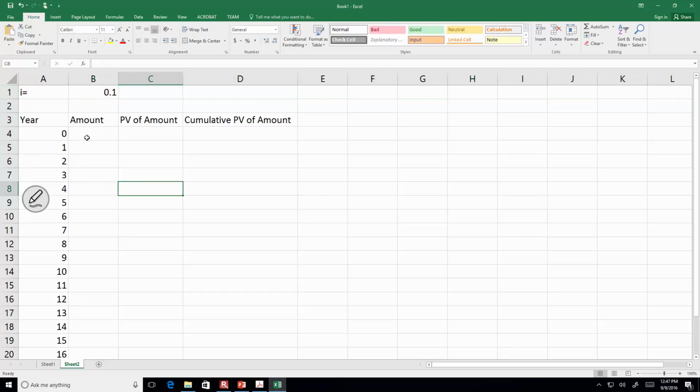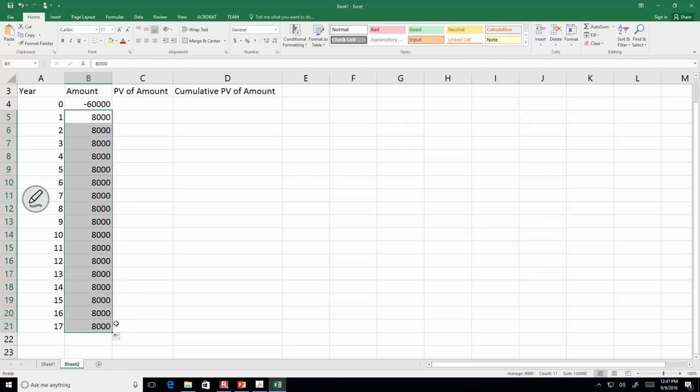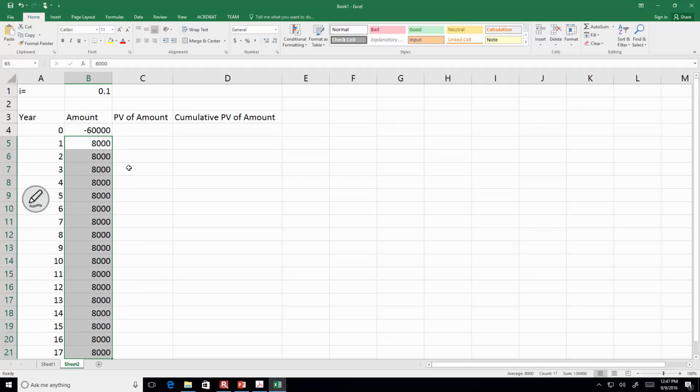All right, so now for our amount, we're going to translate the problem statement. The investment was $60,000 to begin with, and then the income is $8,000 per year. And that just is continuous. They never tell us when the equipment wears out or when the payments stop.